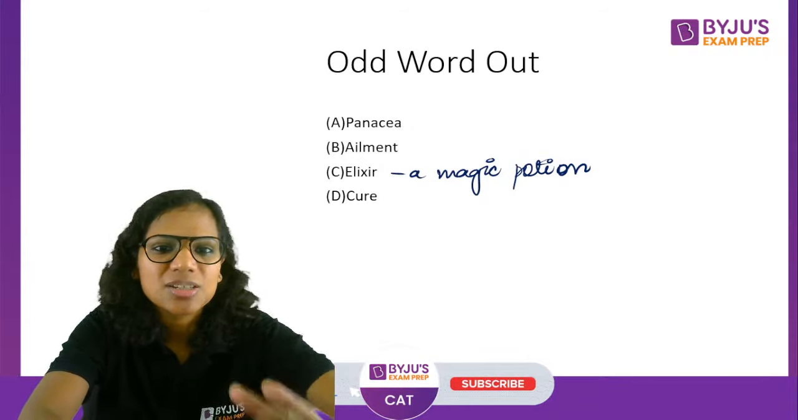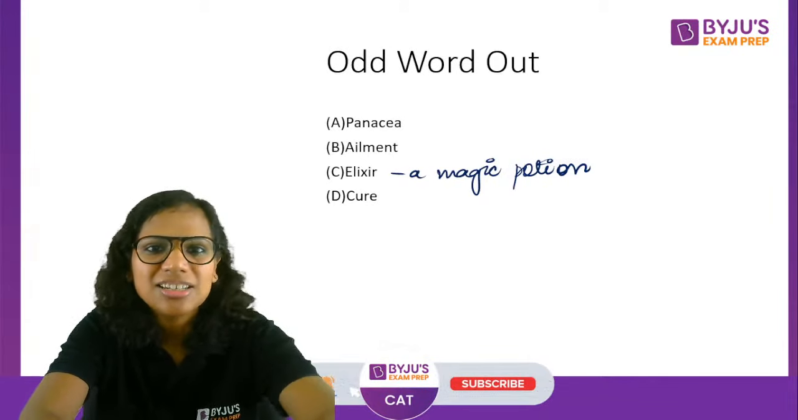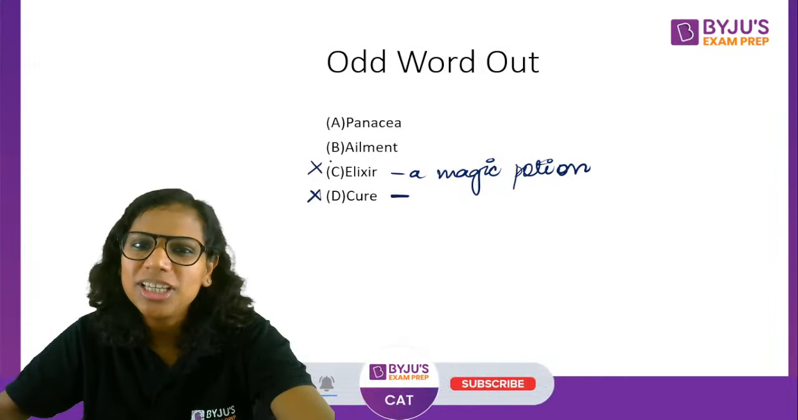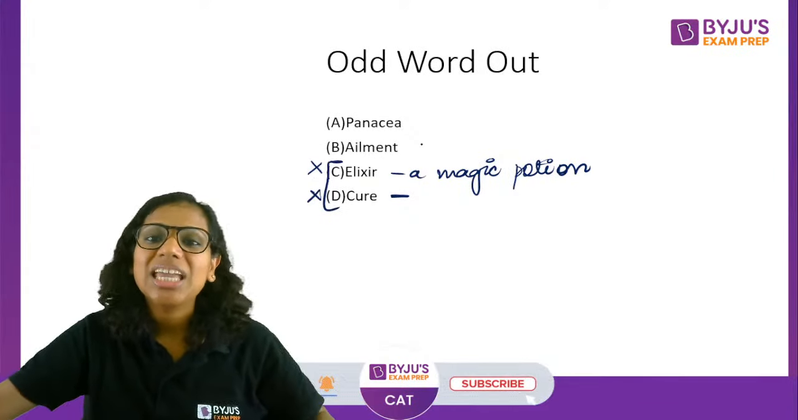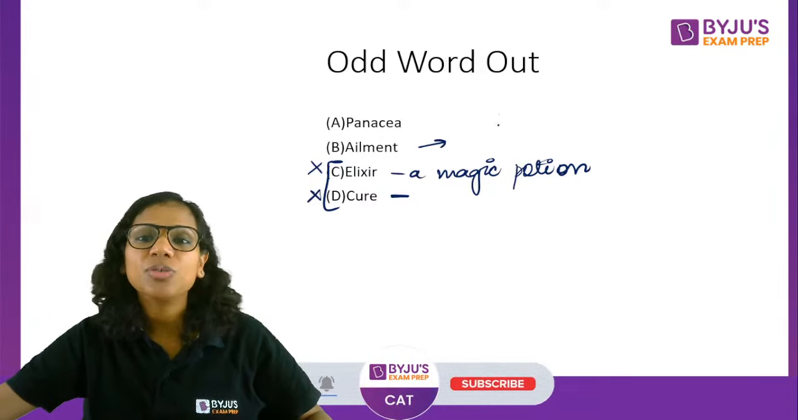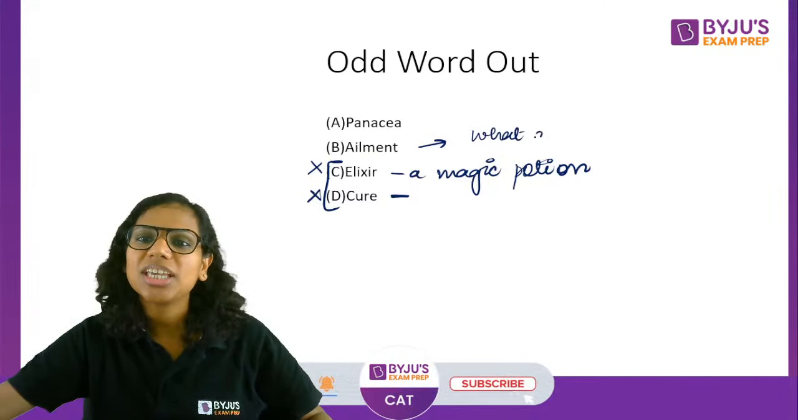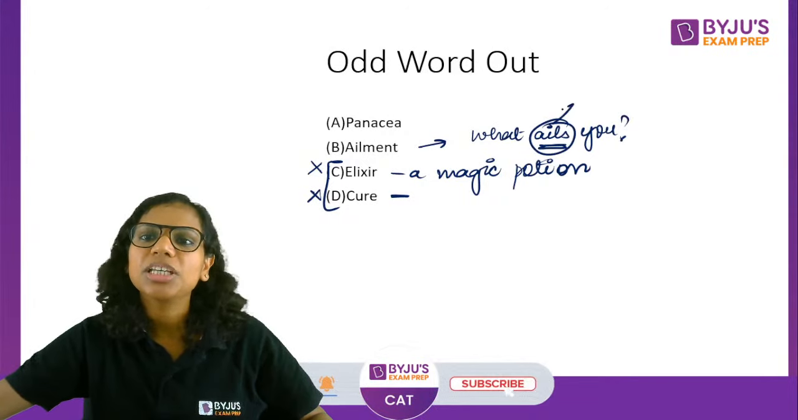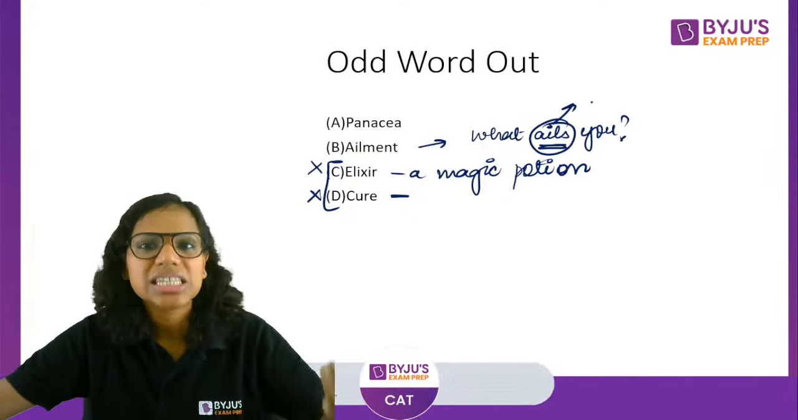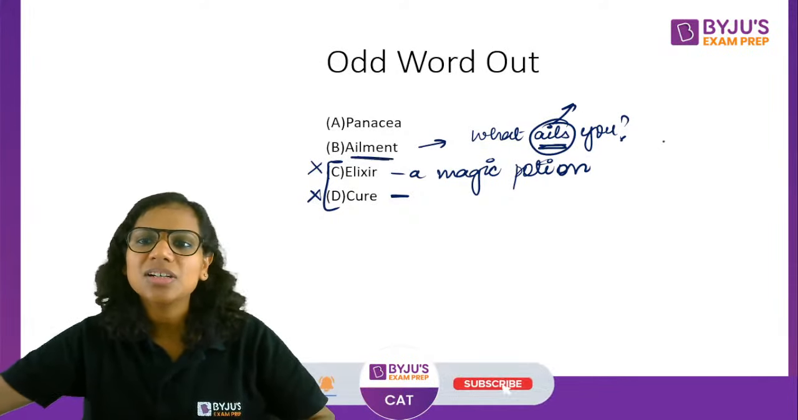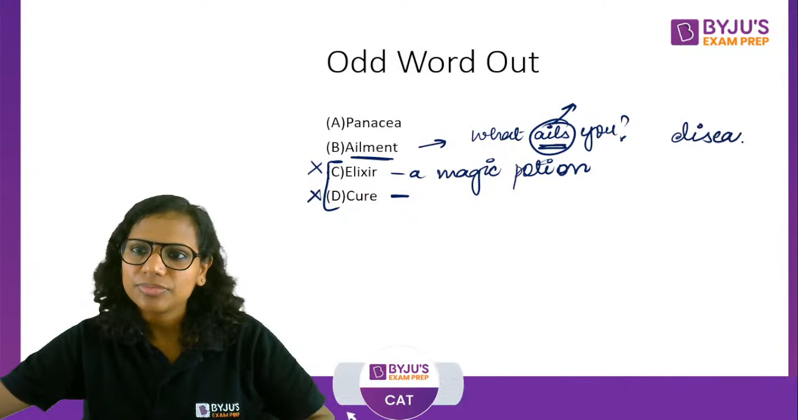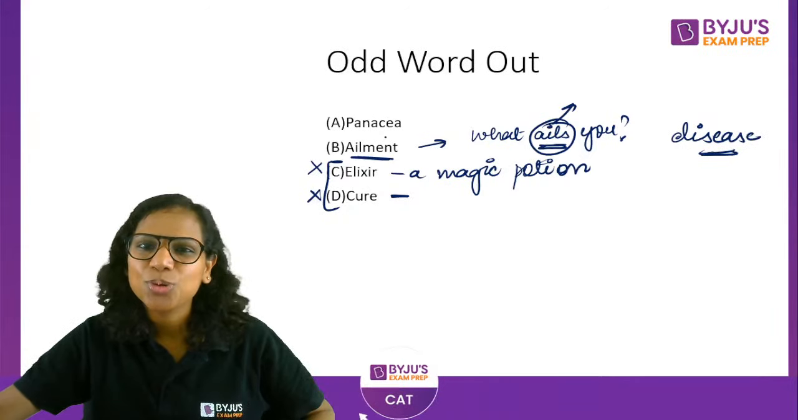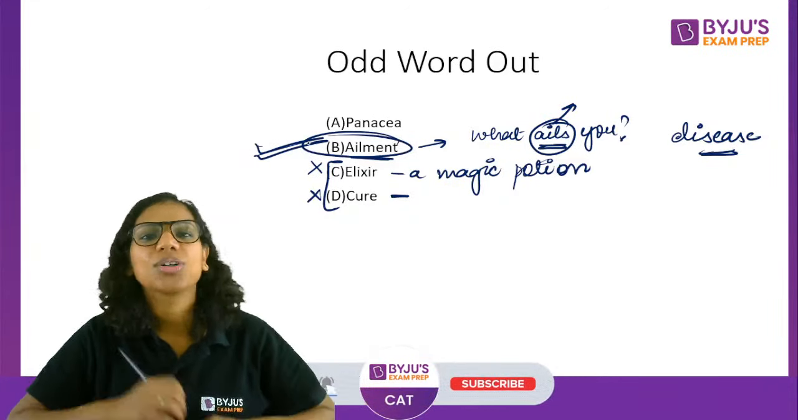Which words are similar to this? Elixir, cure. Cure is similar. So probably neither of them is the odd one out. Ailment. If I ask someone, what ails you? That means what is troubling you in terms of a physical disease, right? So ailment is a disease. And therefore, this is very unrelated to both of these. So this is the odd word out.